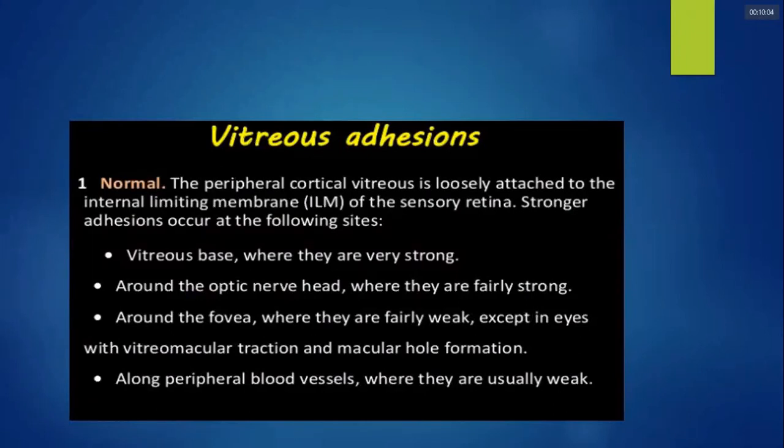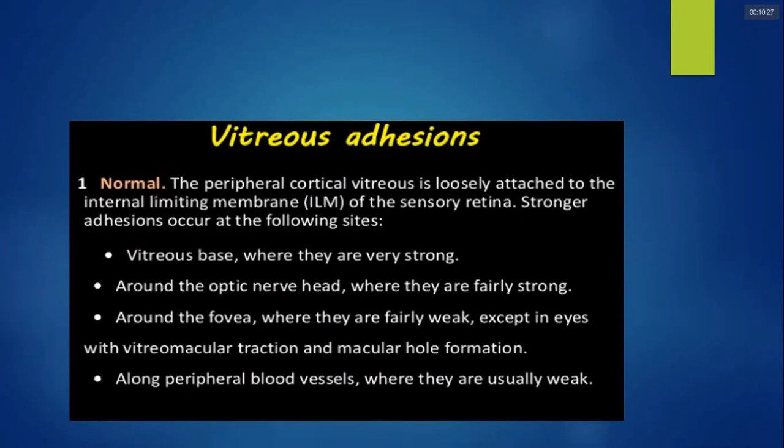So some more anatomy. So vitreous adhesions. Now how is the vitreous adhered, and where are the firm attachments of the vitreous? So the peripheral cortical vitreous is loosely attached to the internal limiting membrane of the sensory retina. So now you remember the 10 layers of the retina. So among them, the internal limiting membrane. So it is loosely attached.